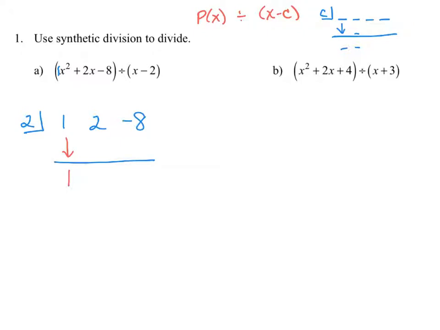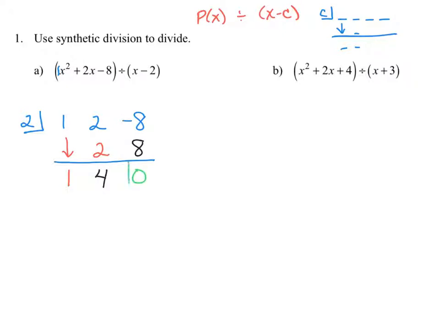Anything below the line, you're going to multiply by the number that's in the box. So 1 times 2 is 2, and that number goes above the line in the next column. Now the two numbers that are above the line, you're going to add together. So 2 plus 2 is 4. And then whatever's below the line, you're going to multiply by what's in the box. 4 times 2 is 8. Now the numbers that are above the line, we add those together to get negative 8 plus 8 is 0.